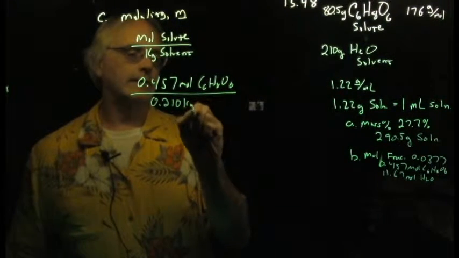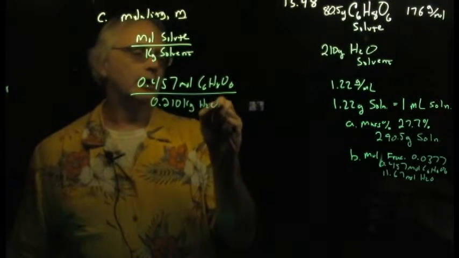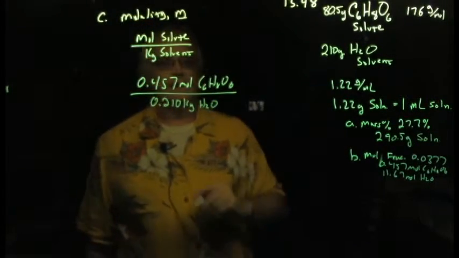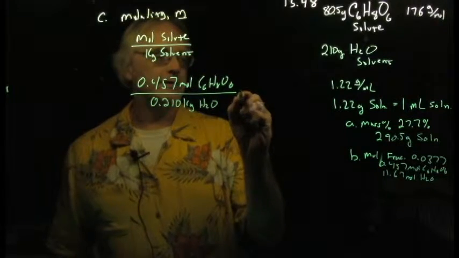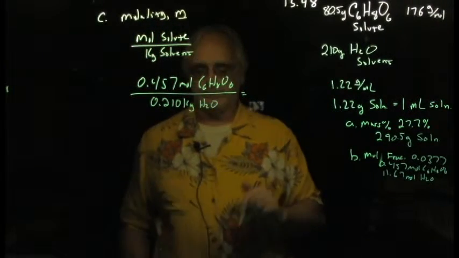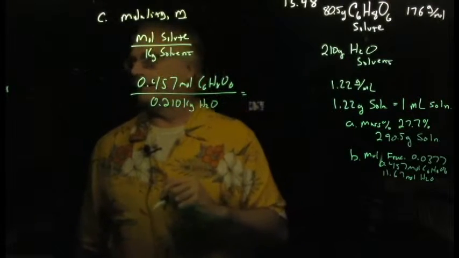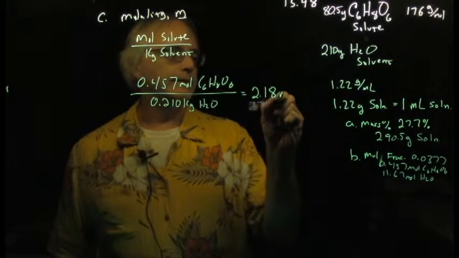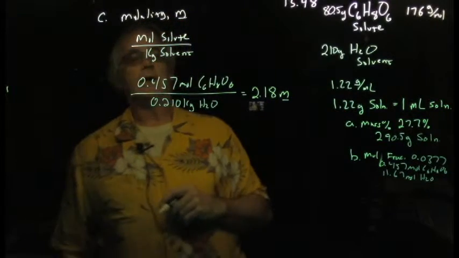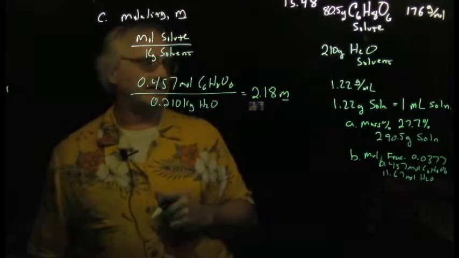0.210 kilograms H2O, the solvent. And so that's the calculation, nothing too terribly fancy. We take that one, punch it out on our handy dandy little calculator, and what should come out is 2.18, and the unit is molal, okay? Symbolized by an italicized m.